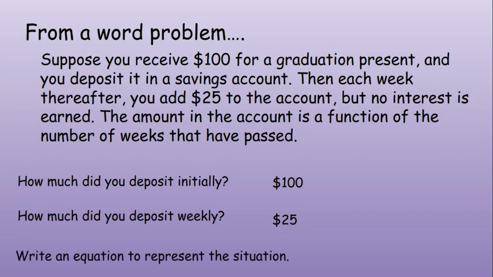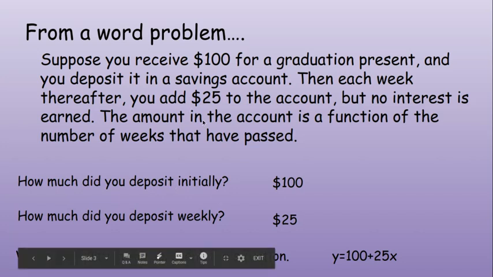So now we're going to write an equation to represent the situation. y equals 100 plus 25x. You might be asking why I didn't write it as y equals 25x plus 100, which would be the same exact thing. That would be acceptable as well. But based off what the word problem says, I started with $100 and I added to it $25 weekly. My x variable represents the number of weeks. My y variable will represent the total amount in my savings account.